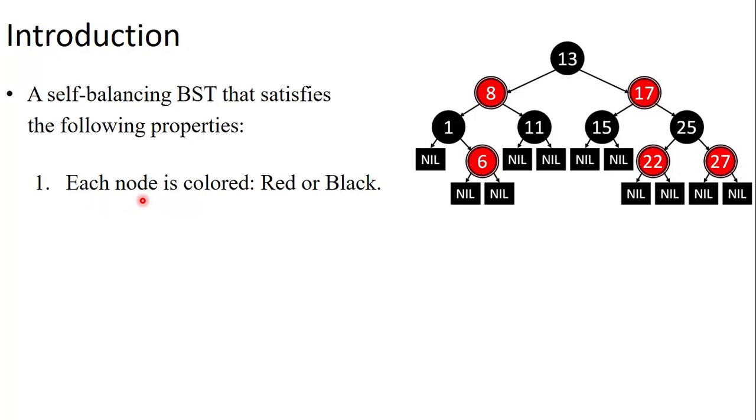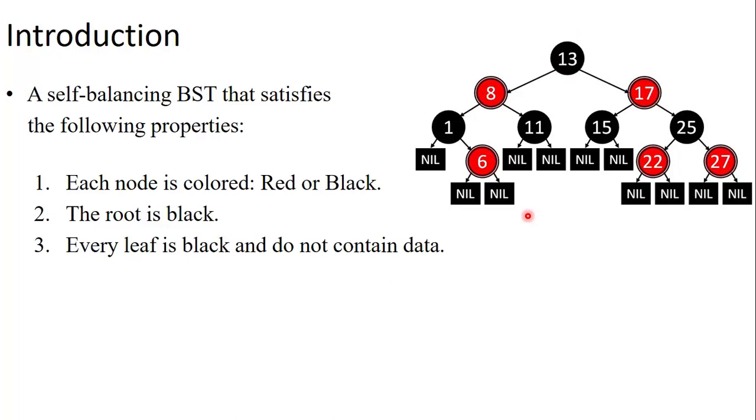The very first property says that each and every node of the red-black tree is colored either red or black. As you can see, every node in this tree is either of red color or of black color. The second property says that the root of the RB tree is black. Here 13 is the root node and it is having a black color. The next property says that every leaf is black and do not contain data. The leaf nodes here are actually the sentinel nodes that do not possess any data and are always of black color.